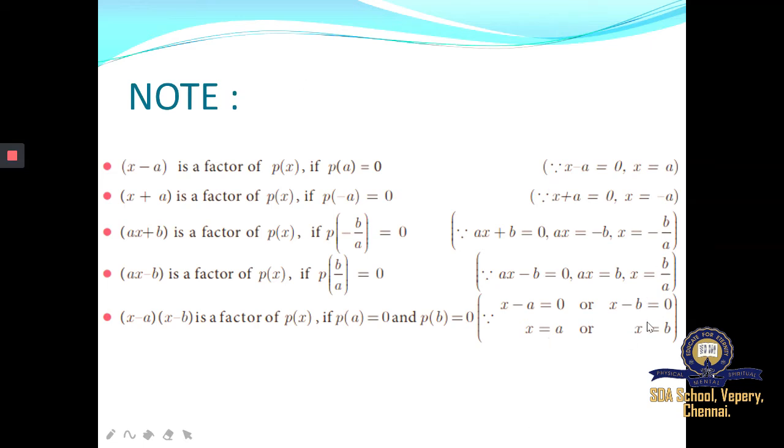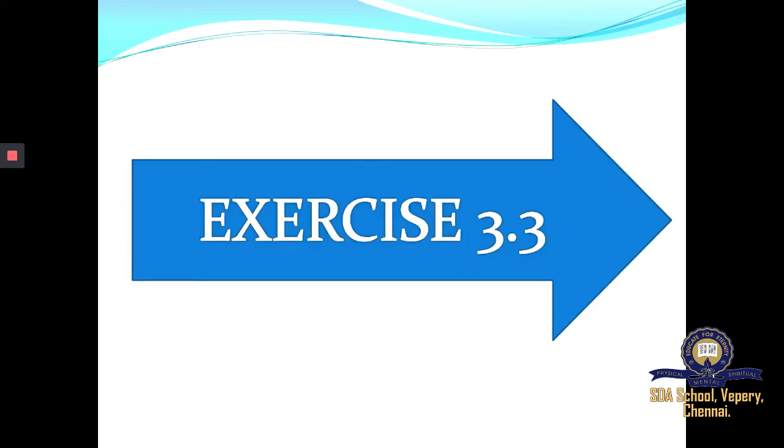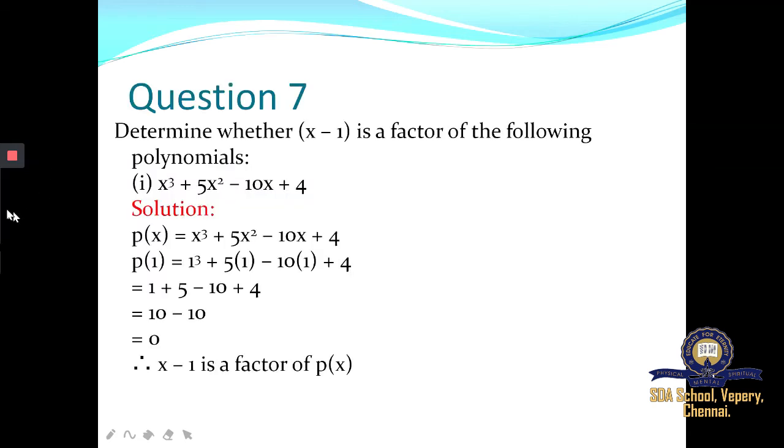Exercise 3.3, Question number 7. Determine whether x minus 1 is a factor of the following polynomial. Okay, let's do this. x cube plus 5x square minus 10x plus 4. You know what they're asking us: to find whether x minus 1 is a factor of this polynomial or not. What are we supposed to do? Simply equate x minus 1 equals to 0. What will I get? I will get the answer as 1. Am I right? Then I have to simply substitute 1 in the place of x.